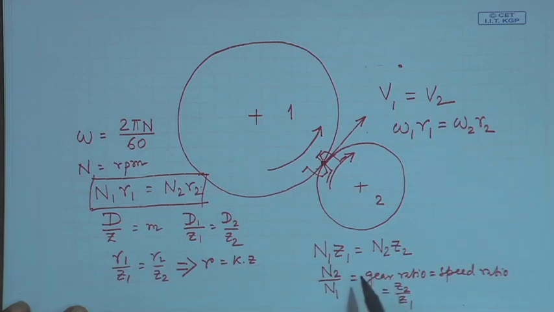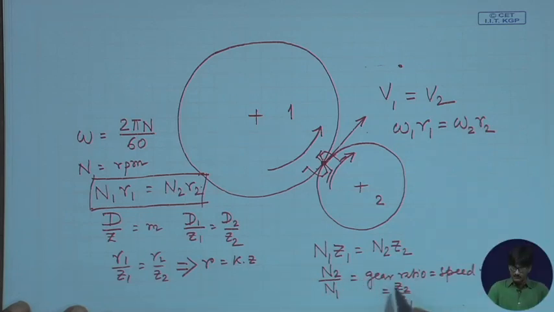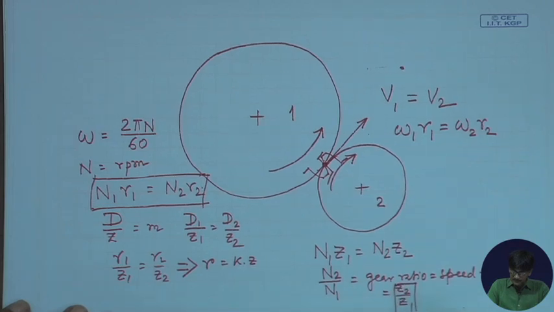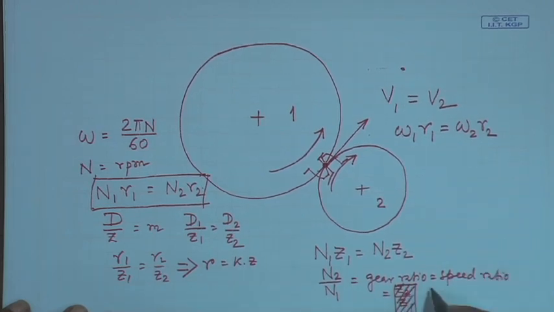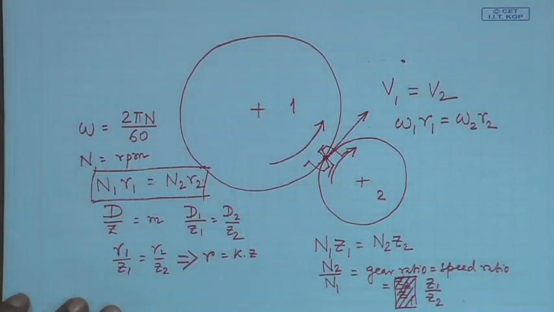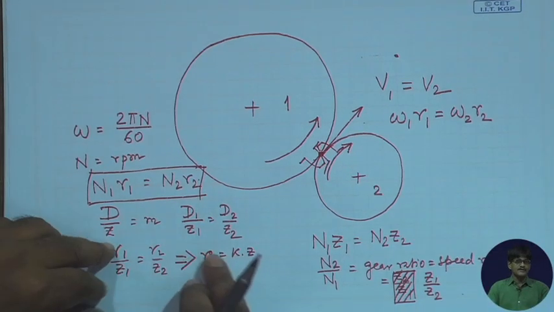Sorry, I am extremely sorry, N2 by N1 is equal to Z1 by Z2. Please correct this.